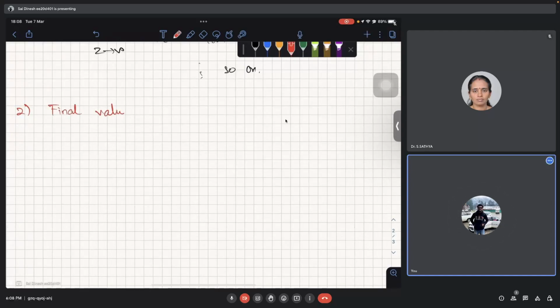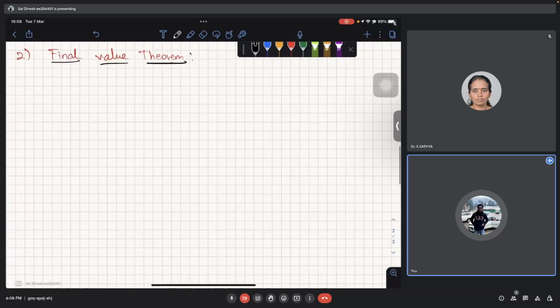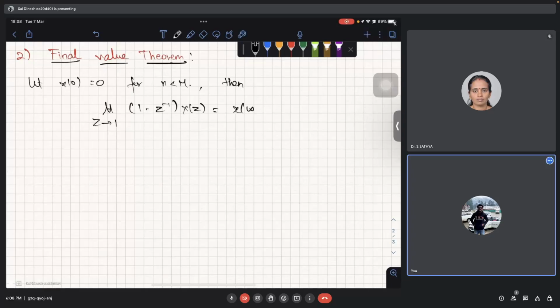final value theorem. For the final value theorem, let's say x of n equal to 0 for n less than some generic m. Then limit z tends to 1 of (1 minus z inverse) times X of z is equal to x of infinity. So this again is a useful theorem.